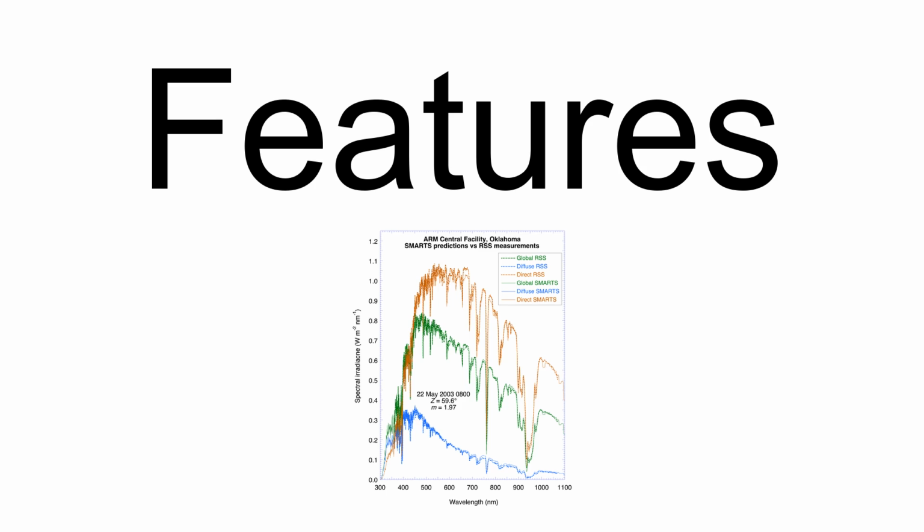Additionally, the model provides the spectrally integrated, or broadband, irradiance values, which can then be compared to measurements from a pyrheliometer, for direct radiation, or pyranometer, for diffuse or global radiation, at any instant.